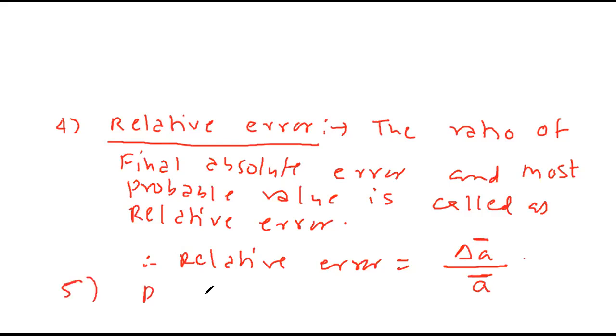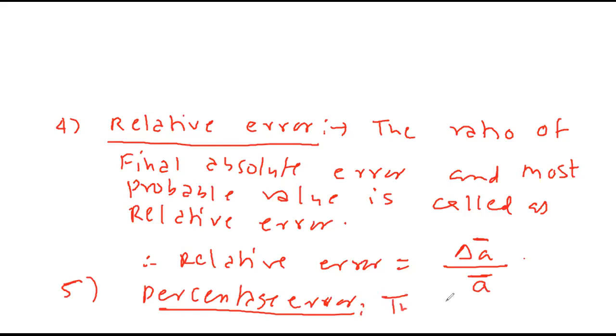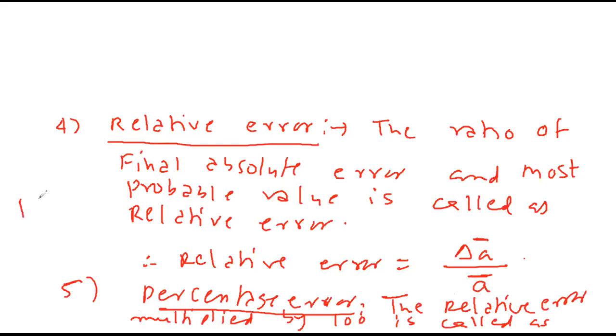Now what is percentage error? The relative error multiplied by 100 is called as percentage error. Therefore, percentage error is delta A bar upon A bar into 100.